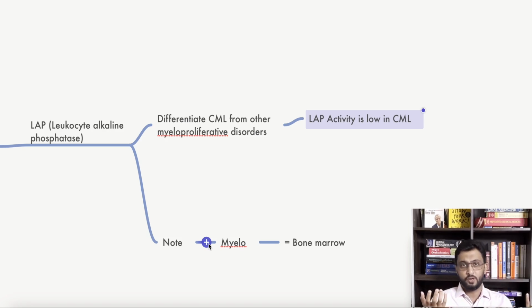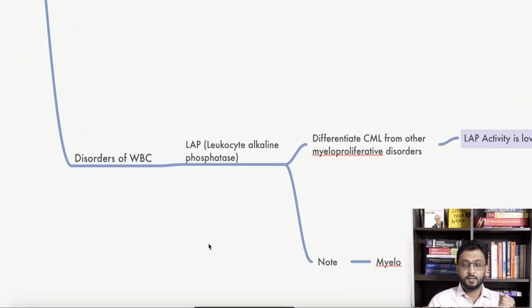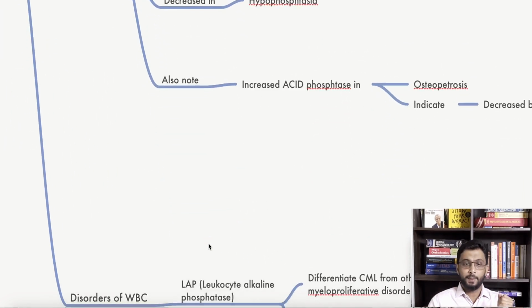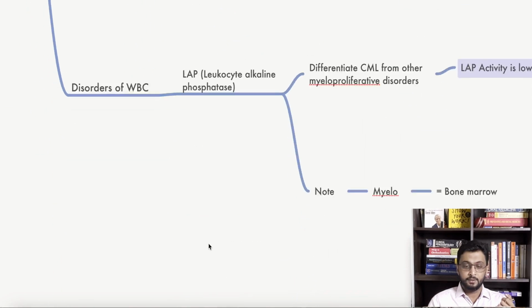Any disease where you have proliferative activity happening in bone marrow is called a myeloproliferative disorder. CML is one example. AML, any leukemia is one example. Even the polycythemias, because there also RBC proliferation happens. So any disorder where there is proliferation of cells inside the bone marrow. Basically, bone marrow is where you have blood cells, isn't it? So that is the two diseases, LAP and bone alkaline phosphatase.